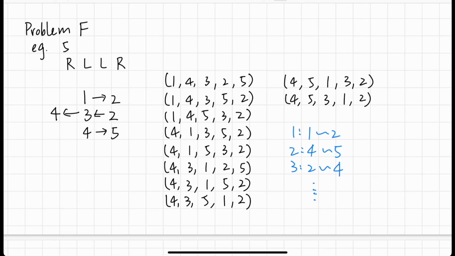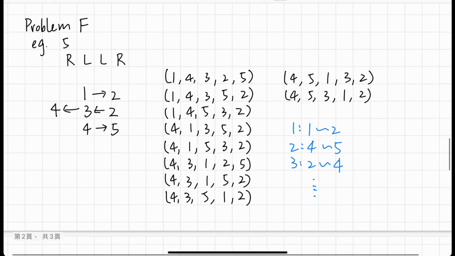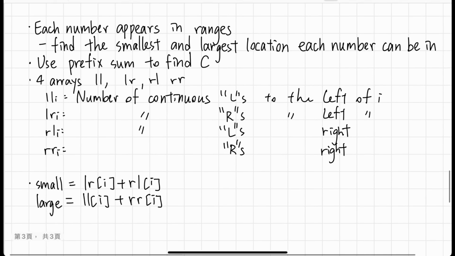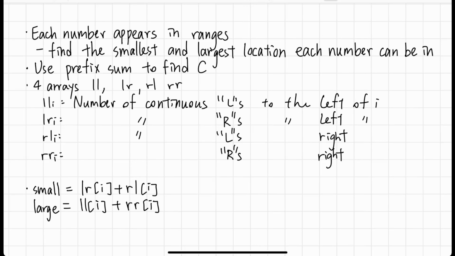And so now, what I mean is in the prefix sum at position 1, we would just add 1. At position 2, we would subtract 1. And this is how we can calculate the number of values in each position. So now we need to find the earliest and latest position where the numbers can appear. And this is what I just mentioned, which is each number can appear in ranges. So we need to find the smallest and largest locations where each number can be in.